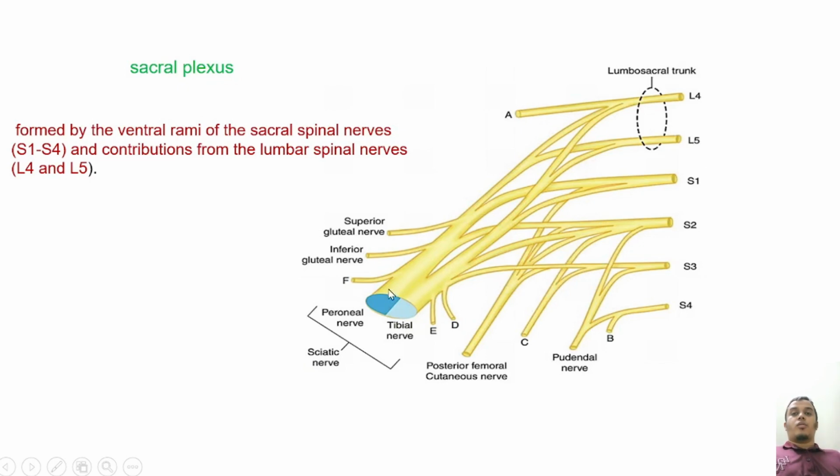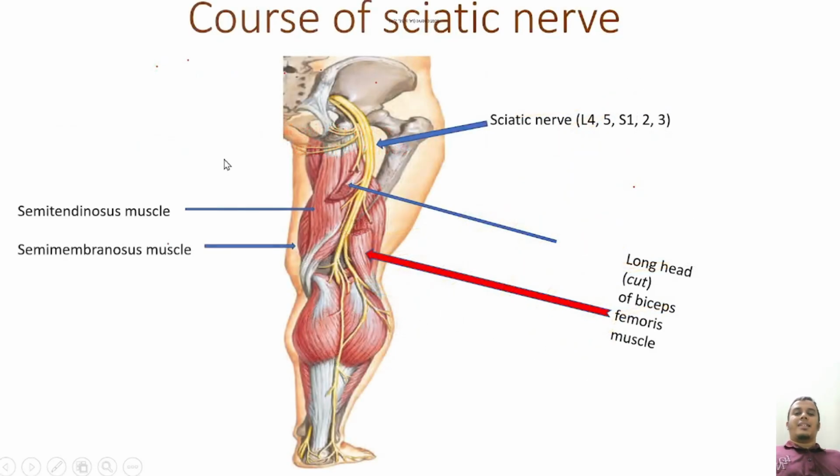If we see the course of the sciatic nerve, after originating from the sacral plexus, the nerve emerges through the greater sciatic foramen below the piriformis muscle and then enters the posterior aspect of the thigh. We see the cut end of the long head of biceps femoris muscle. The nerve passes through the muscle. We also see other muscles of the posterior aspect of the thigh, which are called hamstring muscles: semitendinosus and semimembranosus.